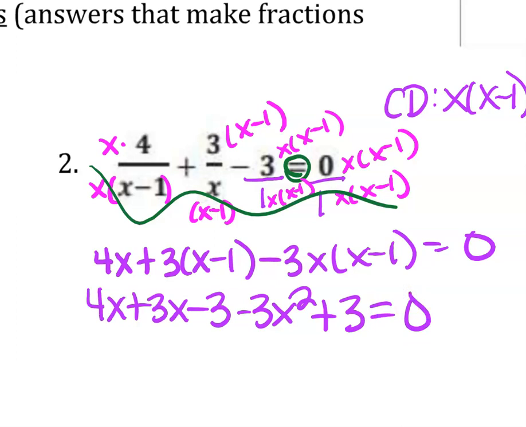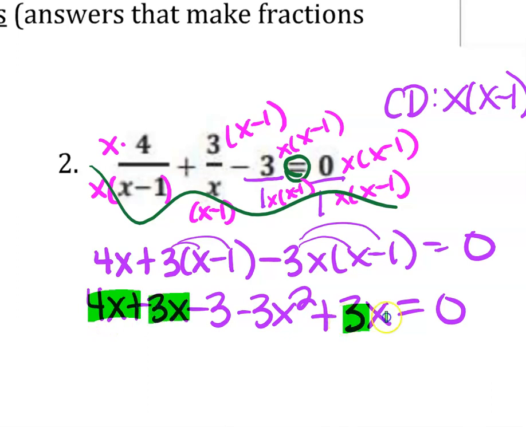All right, we double check that. So 4x plus 3x minus 3, because of that distribution, minus 3x squared plus 3x. See, this is why you check your work, equals 0. All right, let me combine my like terms and rearrange this.